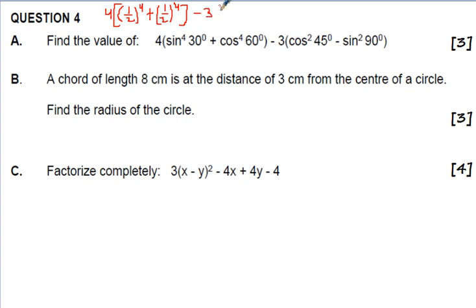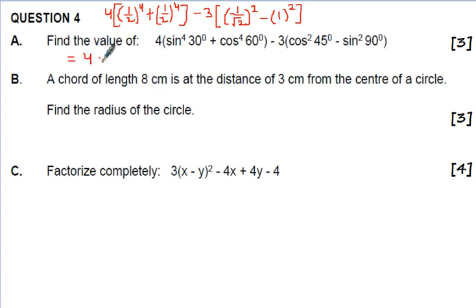Here, minus 3 is outside and this is cos^2 45. So cos 45 and sin 45 are the same, so 1 upon root 2, and the square. Minus sin 90. Sin 90 is 1. Please remember that it is not 0. Some children write 0 and they don't get marks. Now you can solve it.